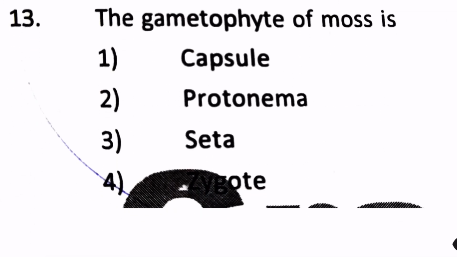Next question. The gametophyte of moss is: capsule? No, because it is sporophyte. It's present in the sporophyte structure. And protonema, seta, zygote. Obviously not the zygote. It's after fertilization, so it won't be the gametophytic stage. Seta and capsule are part of the sporophyte. Left with protonema. Yes, protonema is the first stage of gametophytic generation of moss. So the answer is number 2.